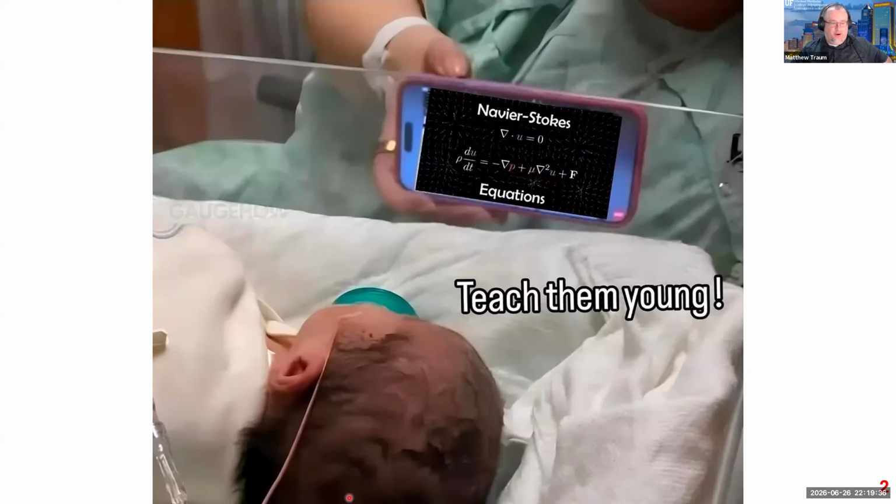Here's like a newborn and then here's the Navier-Stokes equations. And someone's clearly doctored this so that I'm not sure what it is that they were actually showing, probably grandma or something like that. But now this kid is getting indoctrinated into fluids at like age 2 days. So teach them young, which, you know, you guys are young. So I thought this was funny. Anyway, okay, let's get into it.